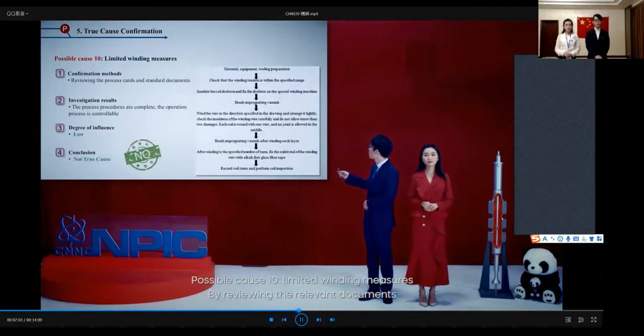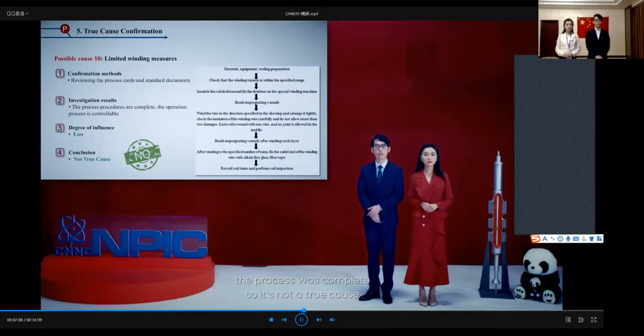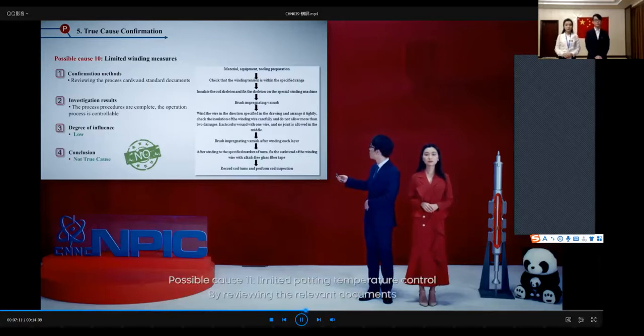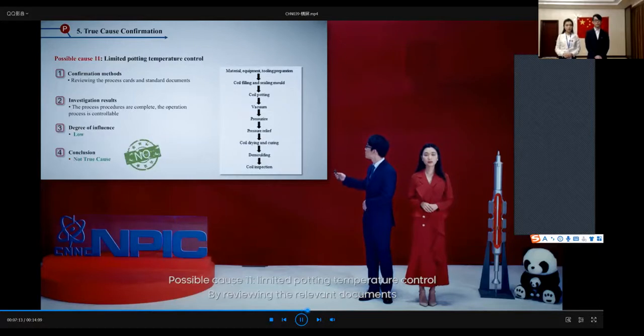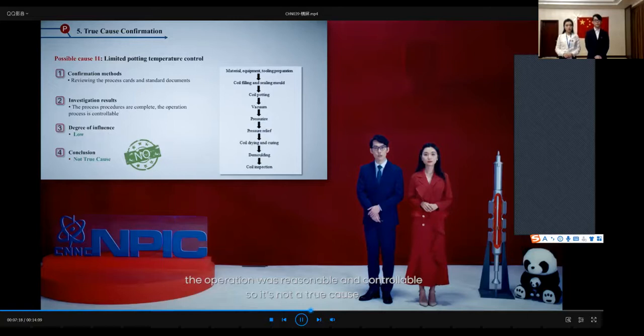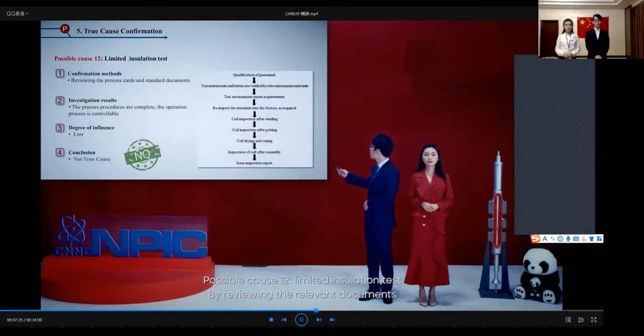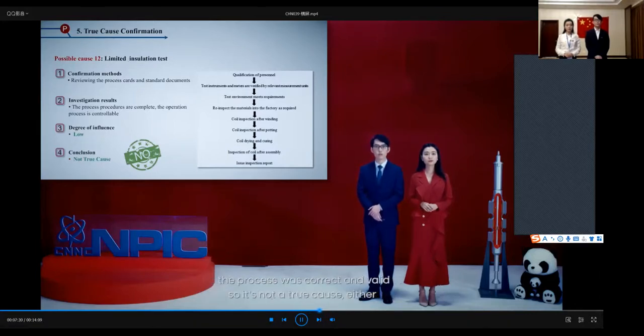Possible cause 10. Limited winding measures. By reviewing the relevant documents, the process was complete, so it's not a true cause. Possible cause 11. Limited potting temperature control. By reviewing relevant documents, the operation was reasonable and controllable, so it's not a true cause. Possible cause 12. Limited insulation test. By reviewing the relevant documents, the process was correct and valid, so it's not a true cause either.